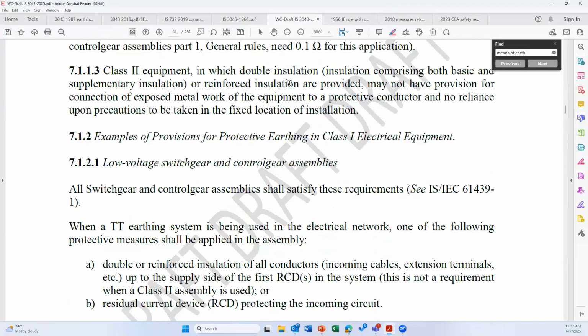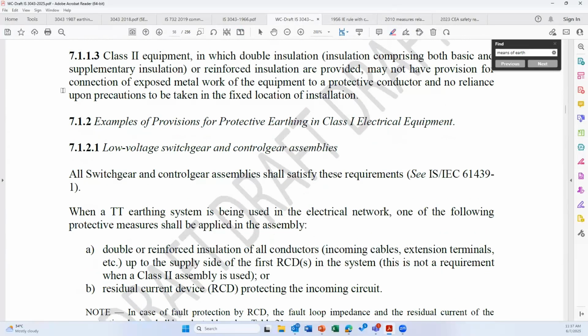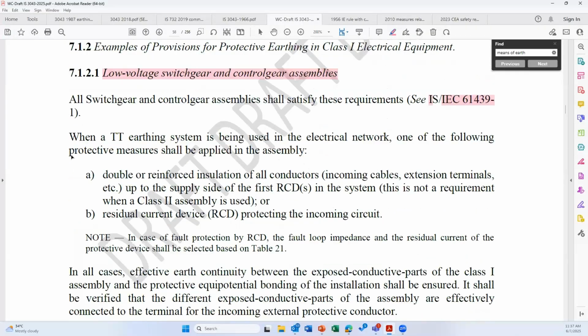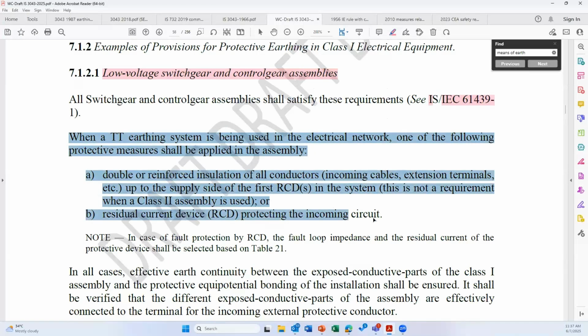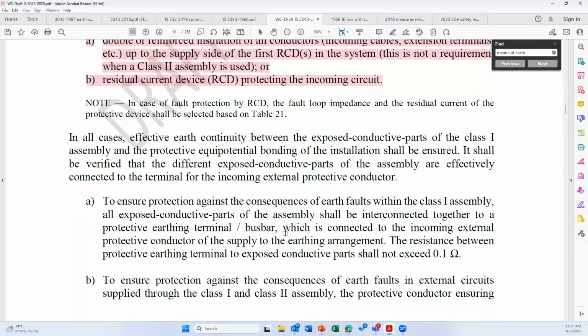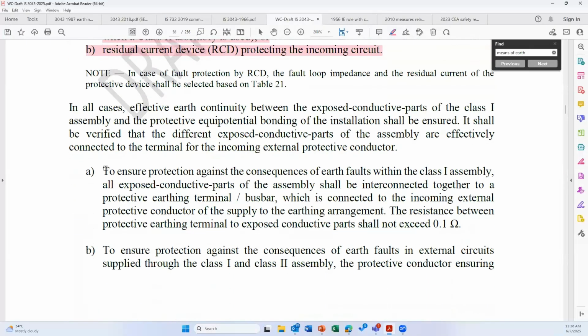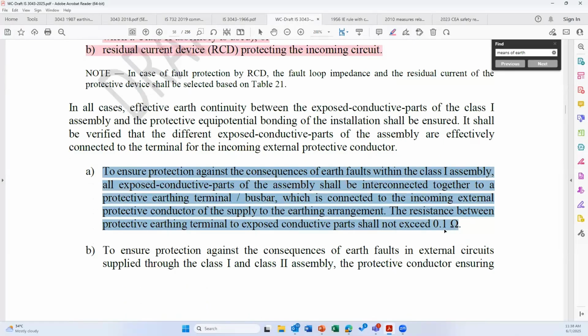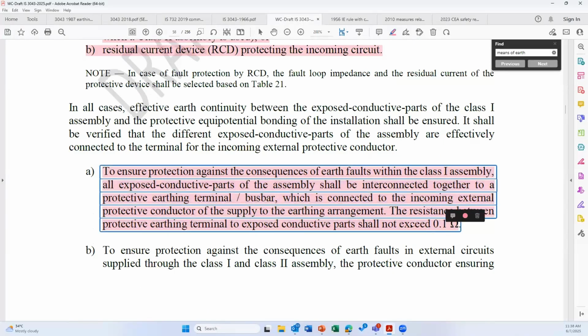Now, let me just go through this particular session. Low voltage switchgear and control gear assemblies as per IEC 61439. So here is the standard. The requirement from this standard has been included here. In case you have a TT system, what the switchgear and control gear assembly should do. In case of a TN system, what you should do, and what is the resistance required in a switchgear and control gear assembly. You can see here the resistance required is 0.1 ohm, about 100 milliohm within the panel.